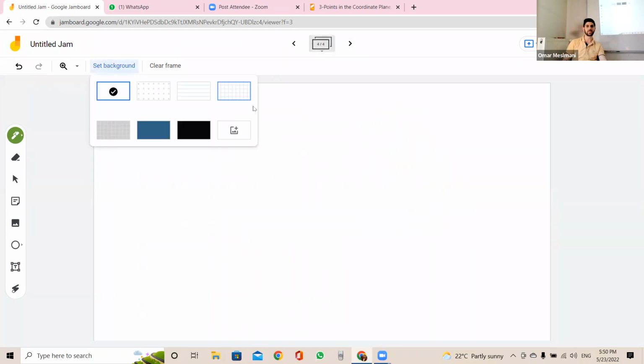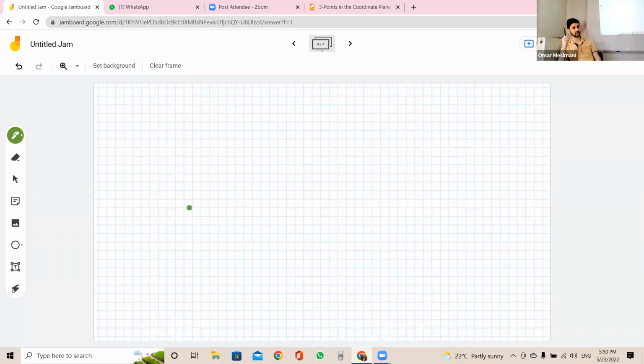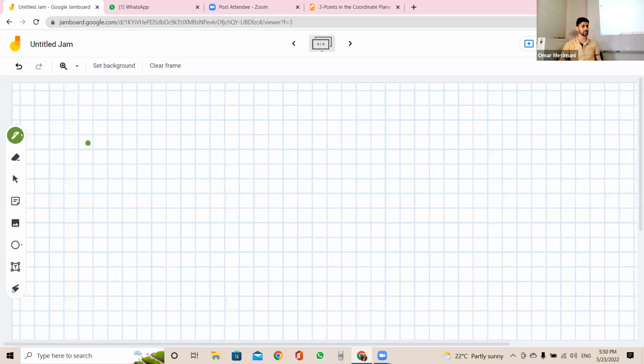But why do I have to know the coordinate? Why do you have to know the coordinate? You know why? Because basically to have an equation and graph them.